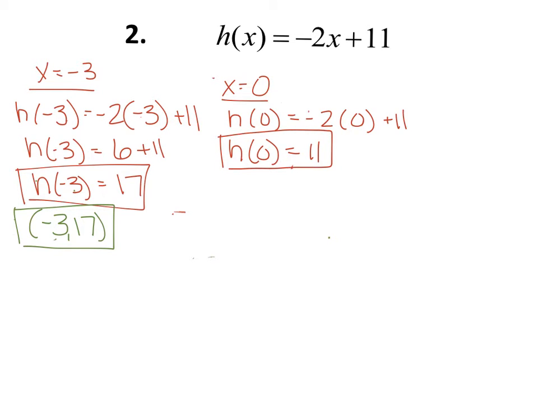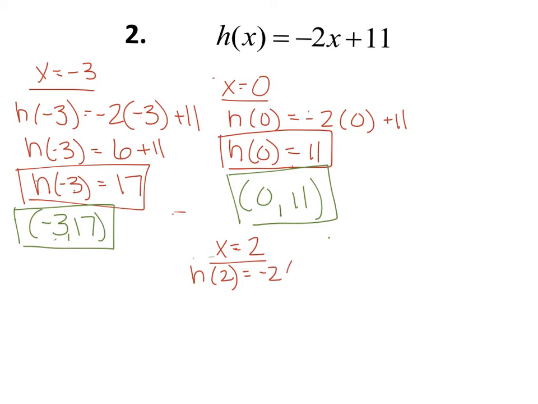And again, we are challenging you to use that function notation. So make sure that you are writing h of 0 equals 11. And then that last point that I need to do is when x equals 2. So when x equals 2, everywhere that I see an x, I'm going to plug in a 2. So -2 times 2 plus 11. So h of 2 equals -2 times 2 is -4 plus 11.